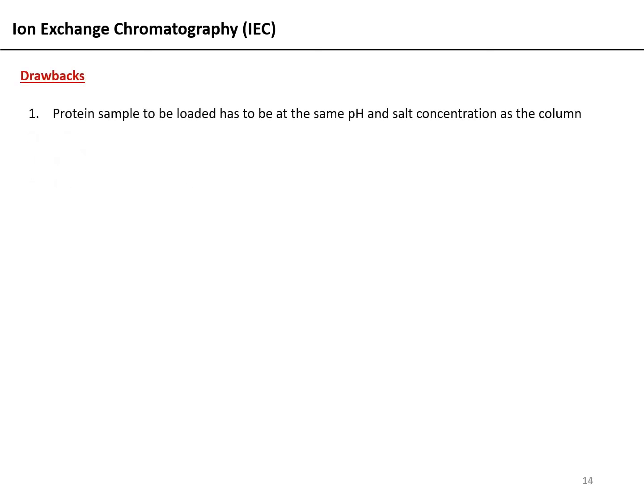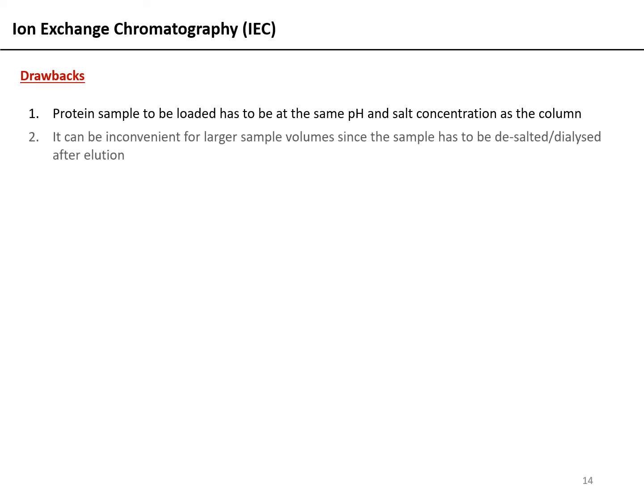However, it has certain drawbacks as well. The protein sample to be loaded has to be at the same pH and salt concentration as the column. So it is very important to first equilibrate your column and to buffer your protein sample so that it has the same pH and salt concentration as the column, because both pH and salt concentration play a very important role in determining protein binding to the column.